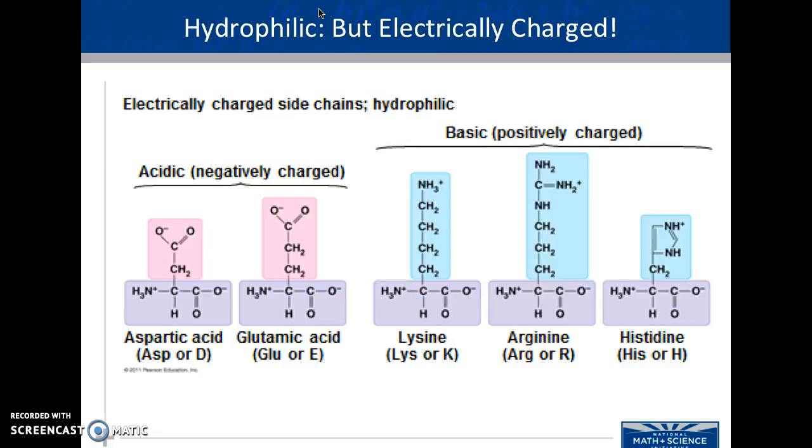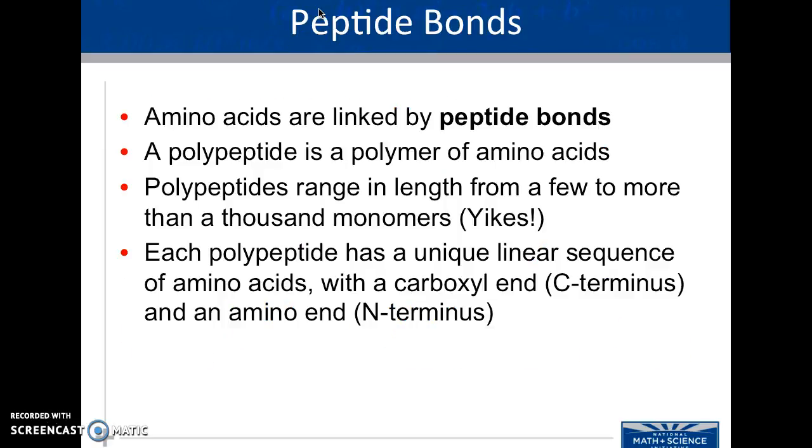Then we have hydrophilic but electrically charged R groups, a totally different class of amino acids, and they're going to have very specific behaviors as well. These amino acids are linked by peptide bonds to create your polypeptide chains. A polypeptide is a polymer of amino acids.